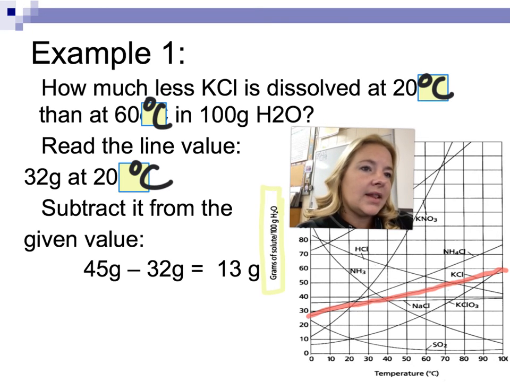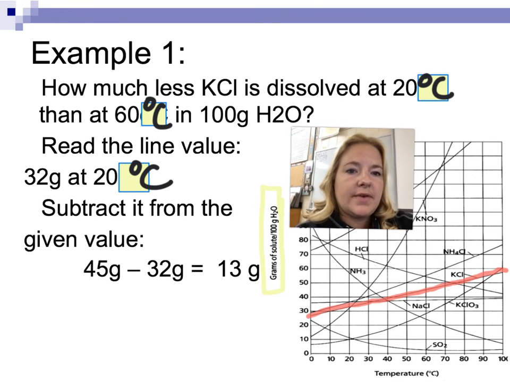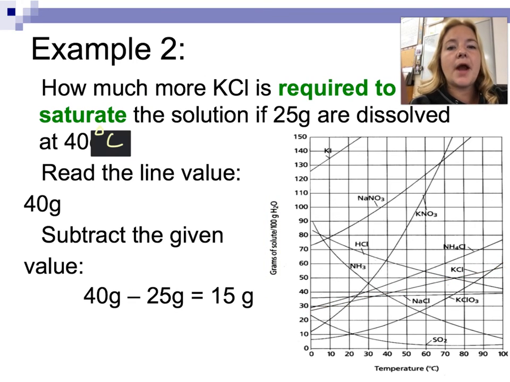So I highlighted the red line here. All you have to do is look at how much is going to dissolve at 20 degrees, which is going to be right here, and how much is going to dissolve at 60 degrees, which is right here. Subtract those two values. So we've got 45 minus 32, and that would mean that 13 grams less is going to dissolve. The next problem asks me for something a little bit different.